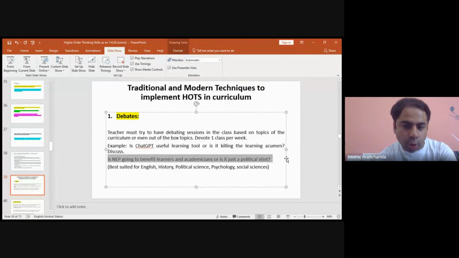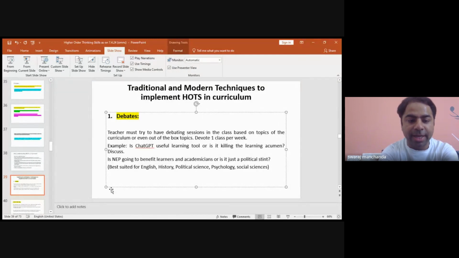NEP, is it going to benefit learners and academicians, or is it just a political stunt? I can question it, because earlier a 4-year program was launched in the Indian curriculum for universities. I'm a college teacher. I've seen that scenario. 4-year BCom and BBA were launched. Massive protest happened at DU and it was withdrawn. And now again, we are shifting back to the same curriculum through some changes. So is it really going to benefit? Or is it again something to improve the image? We need to ask such questions with the students. It opens up their mind.